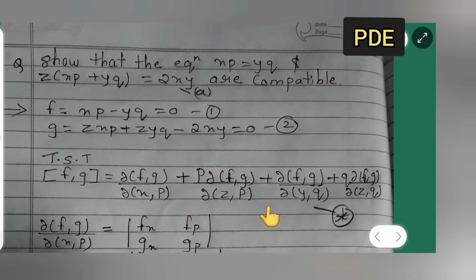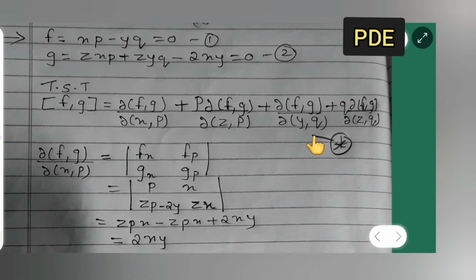If any function is compatible, you should get [f, g] = 0. Let us do this. I have missed one part, so put here = 0. Let me start solving this. Just put here = 0. I have missed this step, so put = 0 over here. So this is the rule where you all should get [f, g] = 0. Then now take this one first.